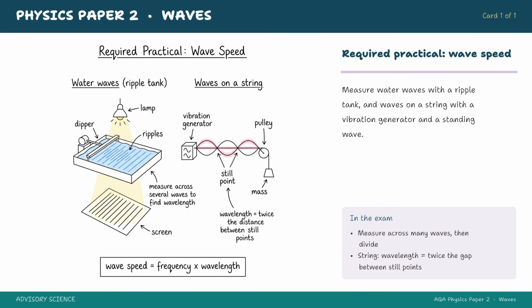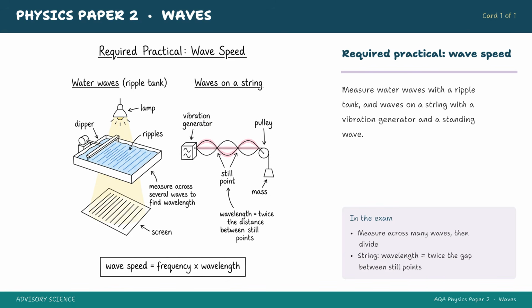For waves on a string, run a string from a vibration generator over a pulley with a mass to keep it taut, and turn up the frequency until a clear standing wave appears with still points. The wavelength is twice the distance between two still points.